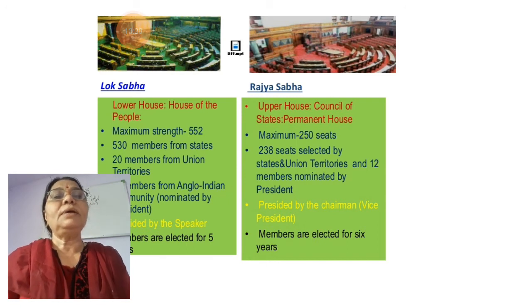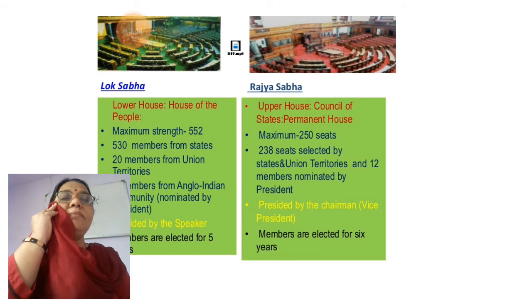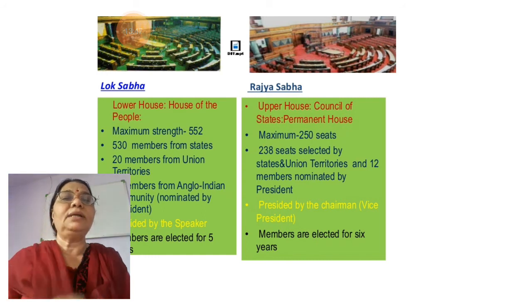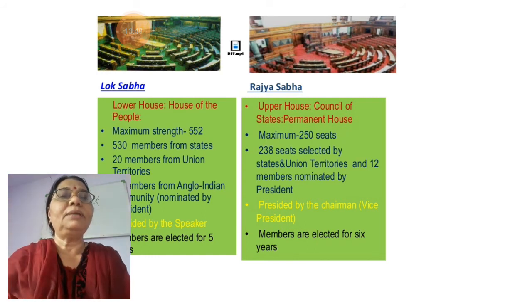Now Rajya Sabha, it is called the upper house, council of states, that permanent house. Maximum how many seats are there? 250 seats. 238 seats elected by states and union territories, and 12 members nominated by the president. And it is presided over by the chairman. Who is that? That is the vice president. And members are elected for 6 years, and here in Lok Sabha members are elected for 5 years. 5 years Lok Sabha, 6 years Rajya Sabha.